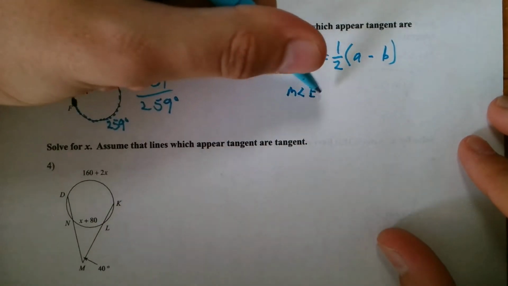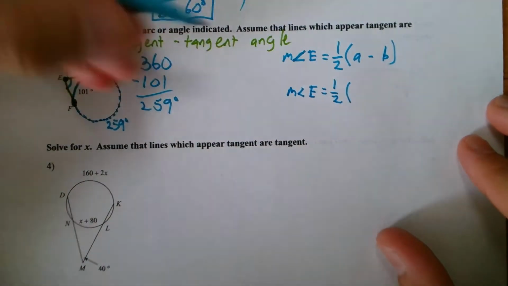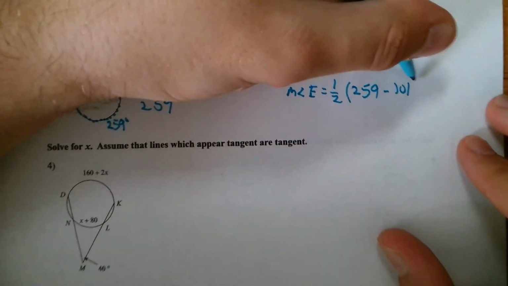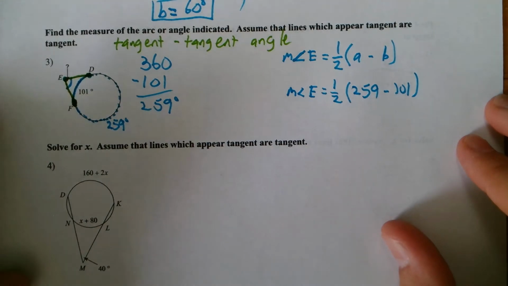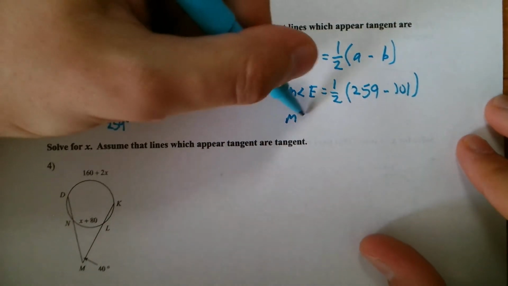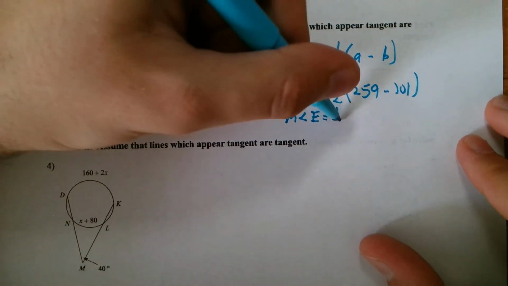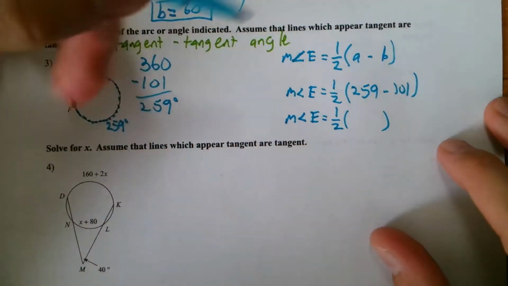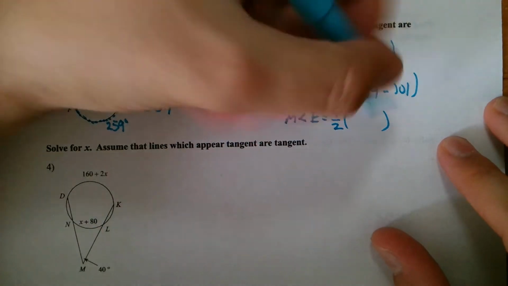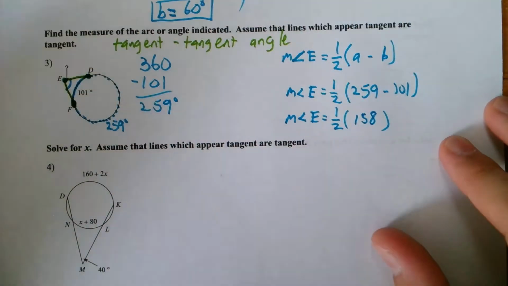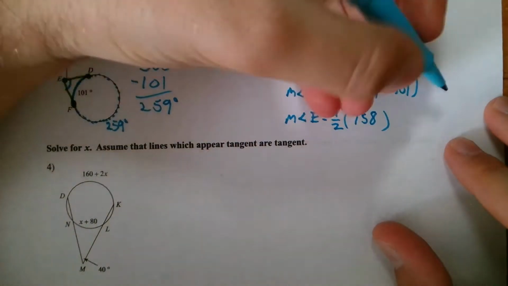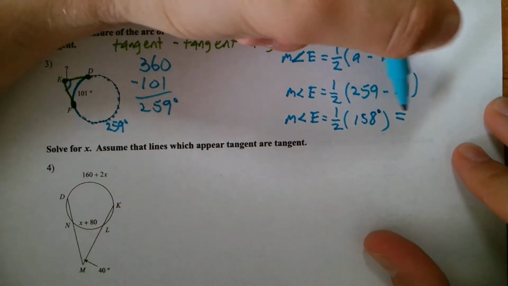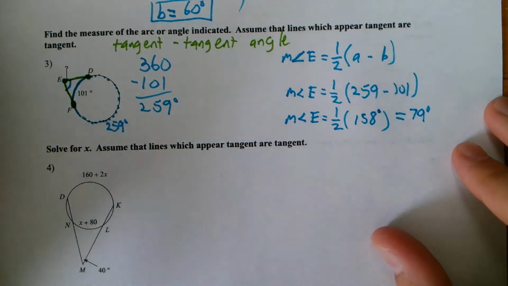Cool. Once I have that, I can find the measure of angle E. So measure of angle E equals 1/2. Big arc is 259 minus little arc is 101. Go ahead and do that subtraction. Keep the 1/2. 259 minus 101 should be 158. And then half of 158 is going to give you 79 degrees.